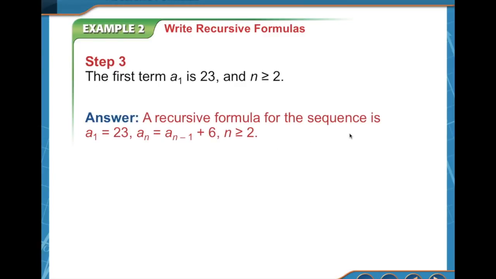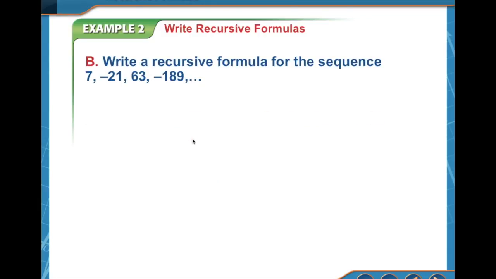So our recursive formula would look like this. Our first term is 23. And any term can be found by taking the previous term and adding 6. So this is our rule that we had. And the only thing we needed to add to it was substituting in our common difference. Our common difference was 6. So we put that in, and now we have our formula. A sub n equals the previous term, a sub n minus 1, plus 6. Now we're done.